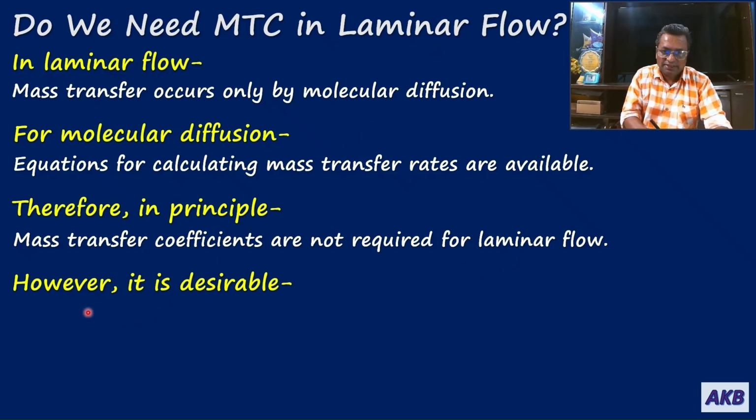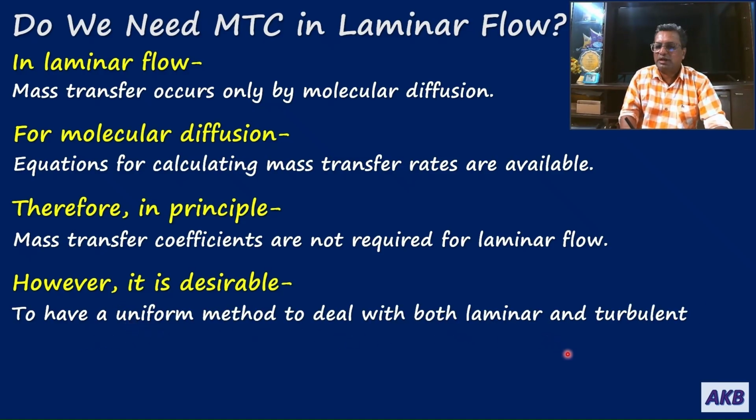The reason is it is desirable to have a uniform method to deal with both laminar and turbulent flow. In order to have a uniform method for dealing with laminar and turbulent flow, we are discussing mass transfer coefficients for laminar flow in this video lecture. We know that for turbulent flow, mass transfer rates are described in terms of mass transfer coefficients. So, since it is desirable to have a uniform method to deal with both laminar and turbulent flow, we are having today's discussion.